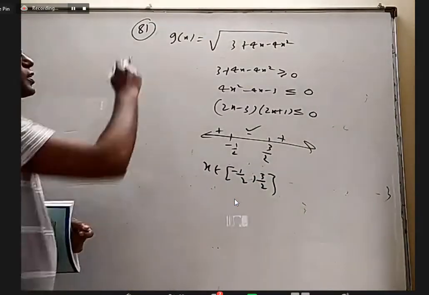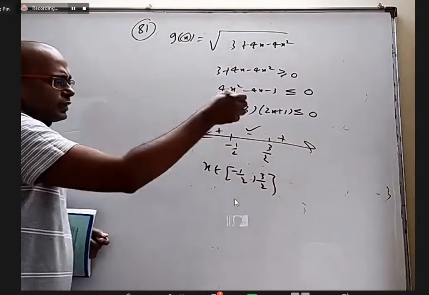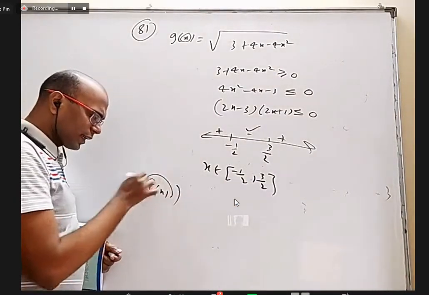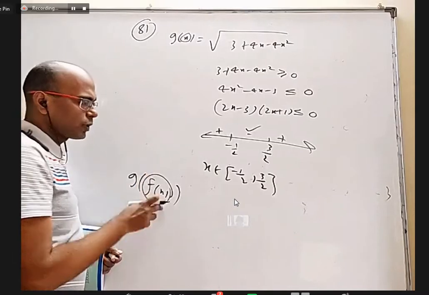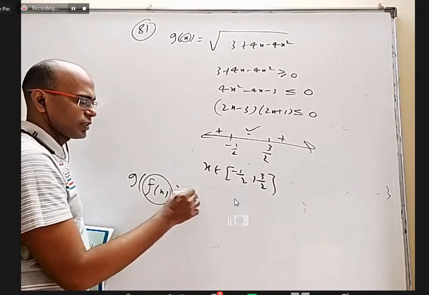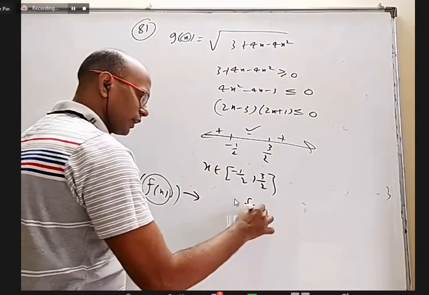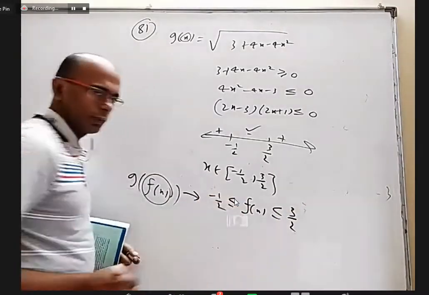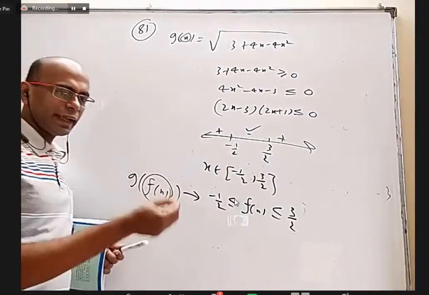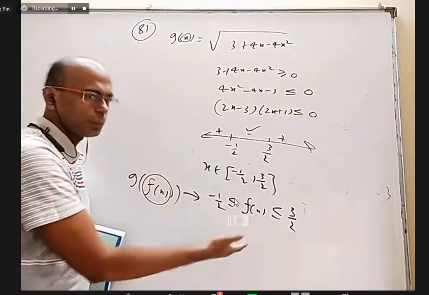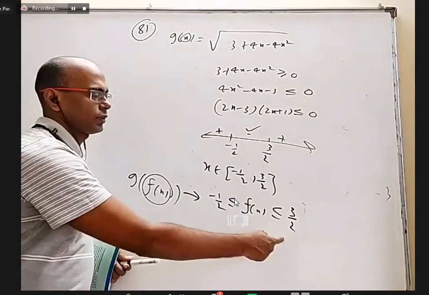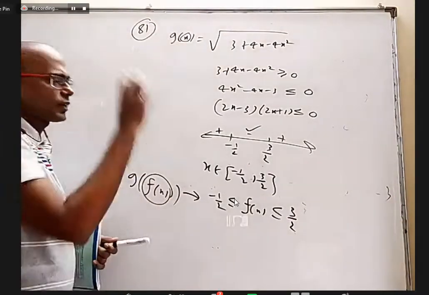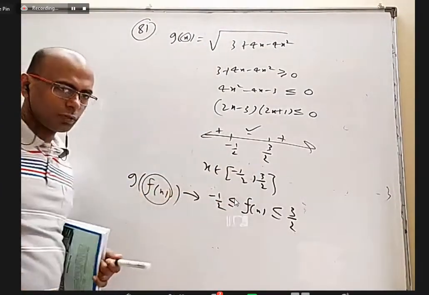So whenever you want g of something to be defined, it should be between this. So if you want g of f of x to be defined, the output of f of x should lie within this. So to find the domain, you have to write f of x should be between 3 by 2 and minus 1 by 2. You have to find x values so that the f of x output will be between minus 1 by 2 and 3 by 2, so that g can accept them. So the domain of g of x alone is the closed interval minus 1 by 2 to 3 by 2.